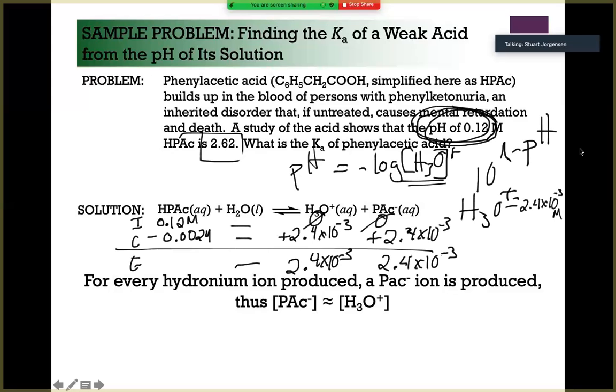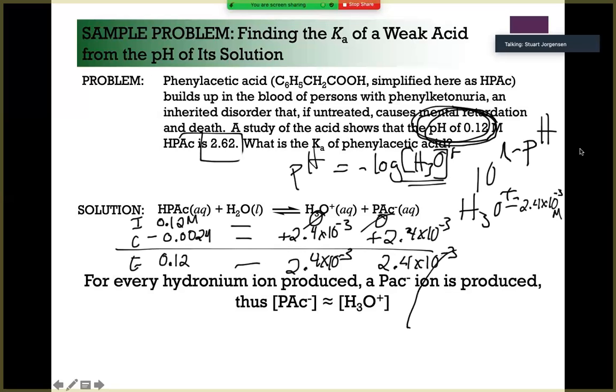So 0.12 minus 0.0024 gives us 0.1176. With significant figures, that's 0.12. More on that to come.